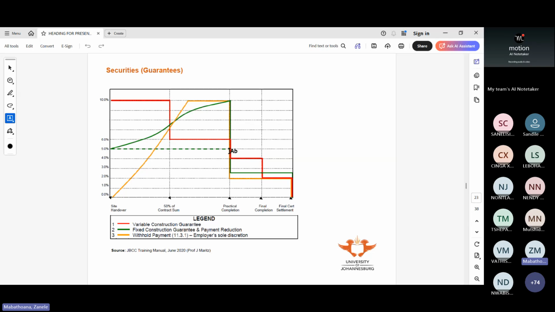And then at practical completion, which is here, we would release the fixed guarantee, which is the dotted line, and then your retention or payment reduction will go down to 2.5%. So you see, it's at 2.5%, and then at final completion or final certificate, when we release the final account, we give the remaining 2.5, so we're left with 0.